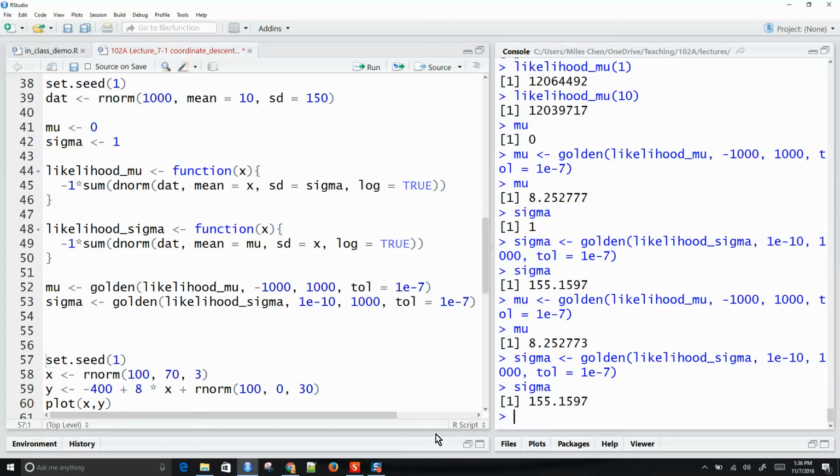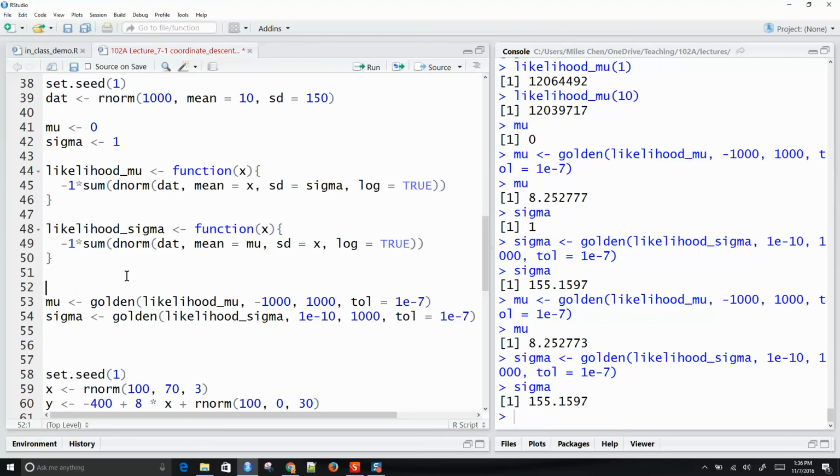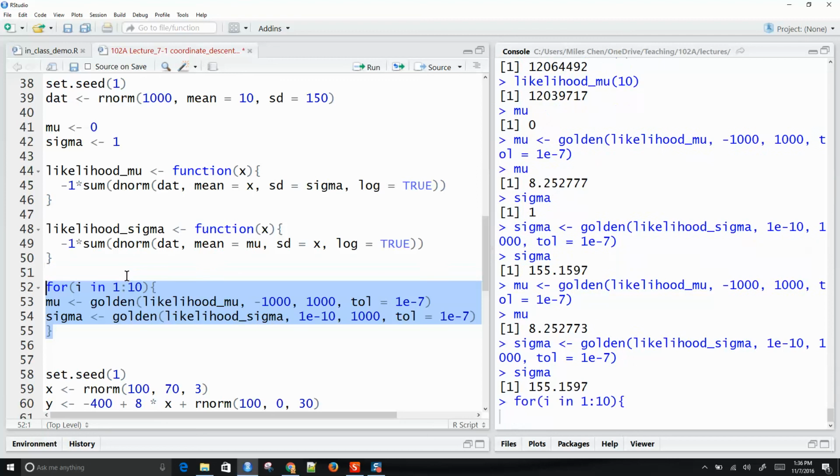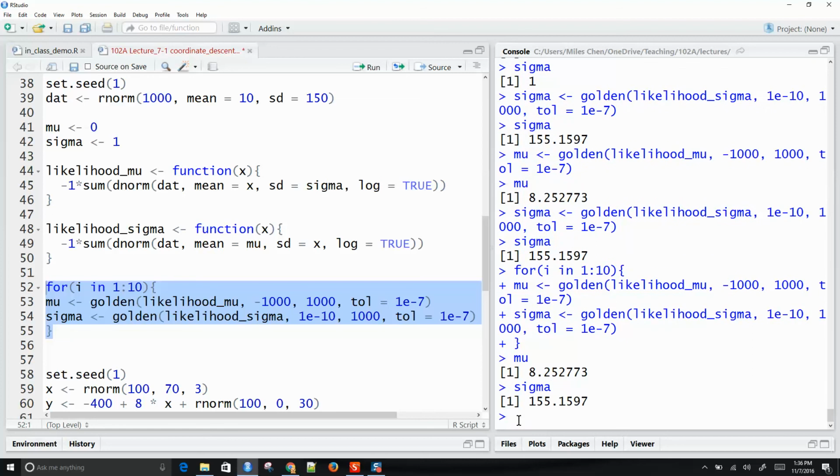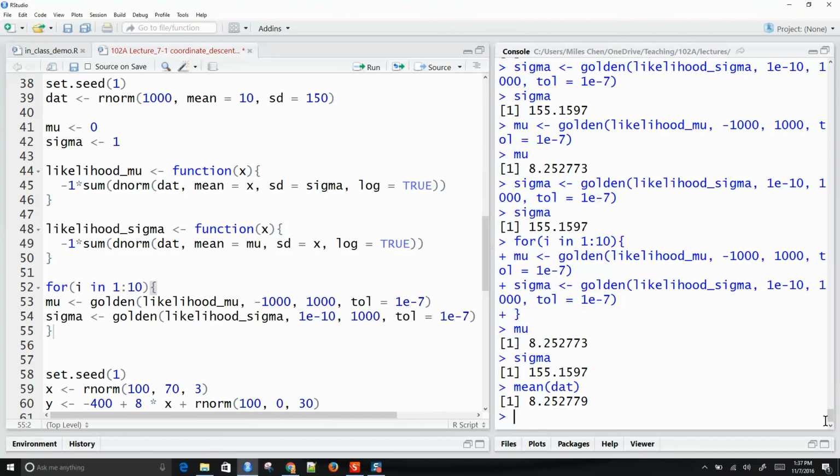I could do, for i in 1 through 10, and just see if anything changes, and it probably won't, okay? Because for this, it's exactly the same. And we can look at our data itself, right? And we can see what is the maximum likelihood of our data. So we'll just say, what is the mean of our data? The mean of our data, well, what do you know? It's pretty darn close to what our estimates are producing, right?